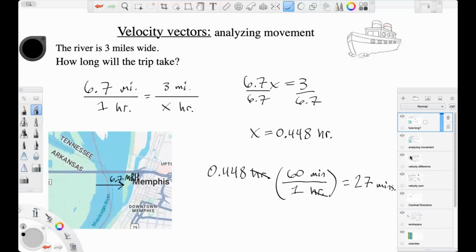And that is that. Cool. So that's what we want to do with velocity vectors. And yeah, it's important to conceptualize the situation first so that you know what you're solving for. Plug in the information that you know, and then back out the information that you're trying to solve.